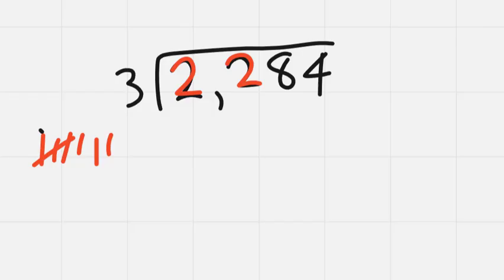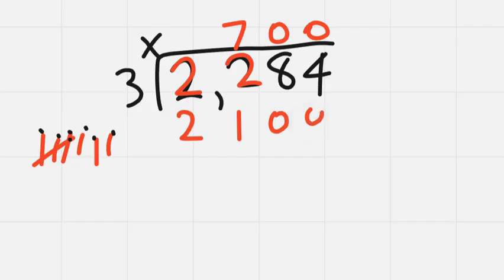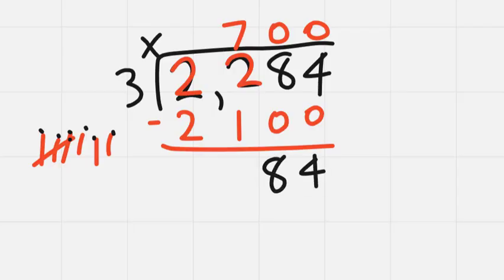Let's count. 1, 2, 3, 4, 5, 6, 7. We can fit 7 3s into 22. Now we'll multiply. 3 times 7 is 21. Add the 2 zeros, and then we subtract. 4 minus 0 is 4. 8 minus 0 is 8. 2 minus 1 is 1. 2 minus 2 is nothing, so we can ignore it.